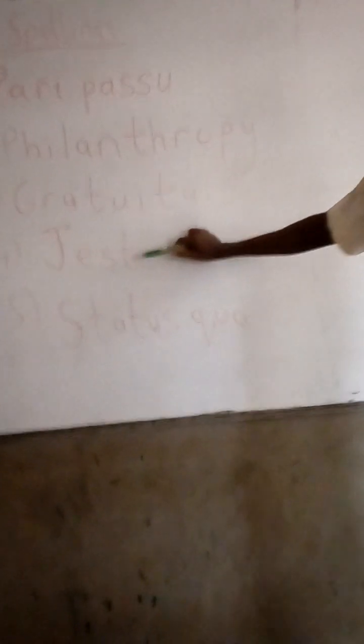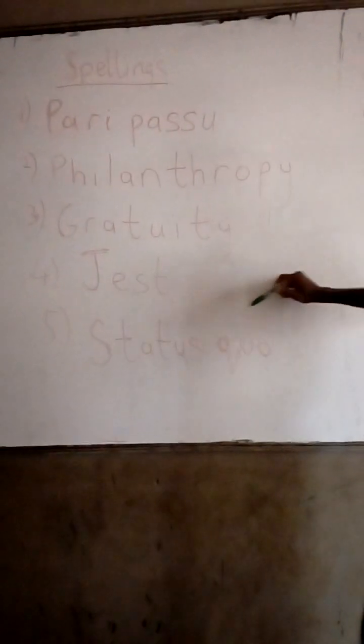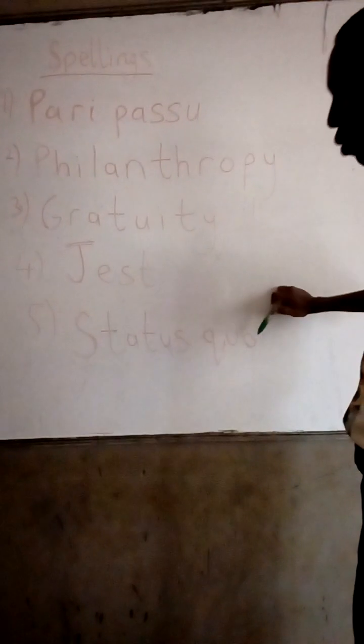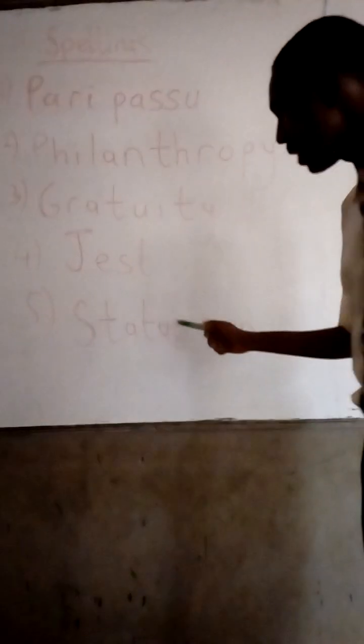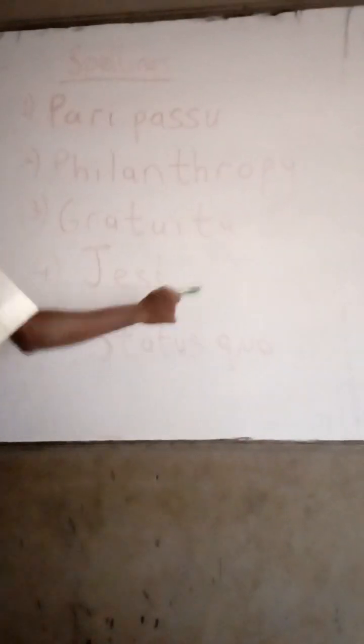The fourth one is guest. Guest is J-E-S-T. The fifth, status quo, is spelled S-T-A-T-U-S-Q-U-O. Status quo. That is the spelling of status quo.